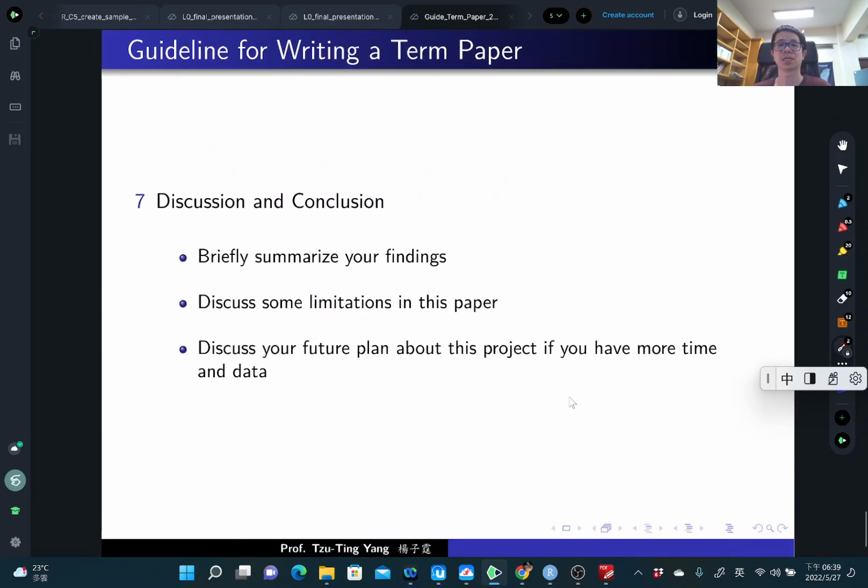Okay. And finally, you will have the brief conclusion. You can briefly summarize your findings and discuss potential limitations of your result, your paper, your strategy. And also, if you want, you can discuss the future plan for this project if you have more time and data. Okay, so that's all for the guideline for writing a term paper.